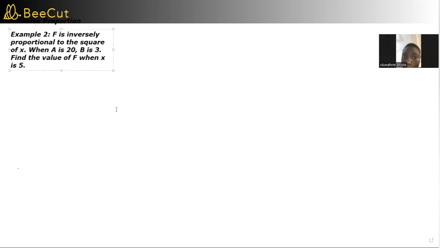So for example 2, here is what I have. f is inversely proportional to the square of x. Now it's f and x, not A and B, so I'm going to change this to f. When f is 20, x is 3. So find the value of f when x is 5.